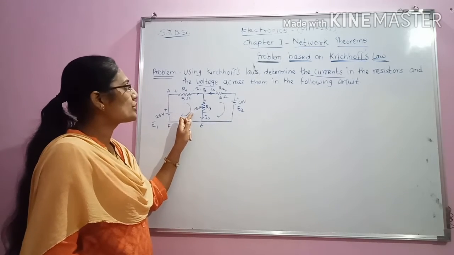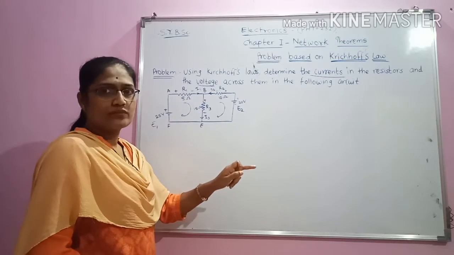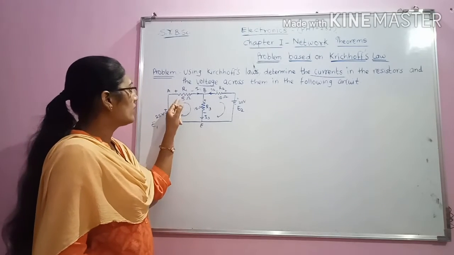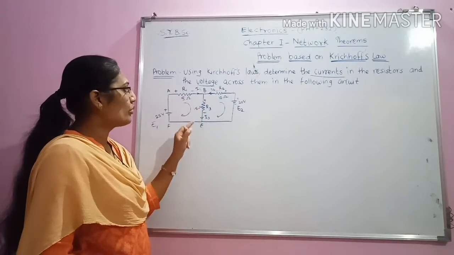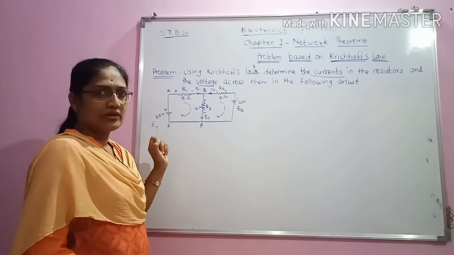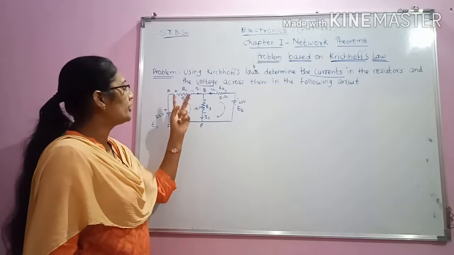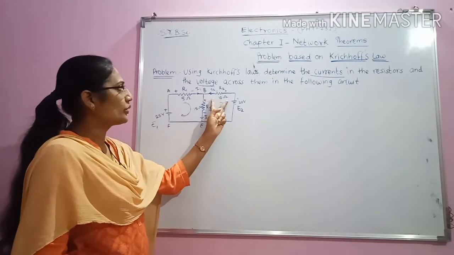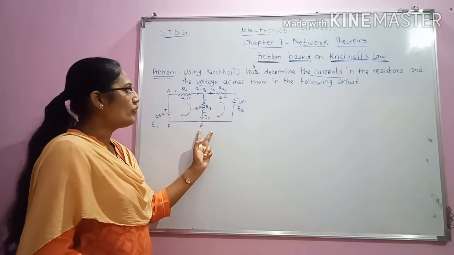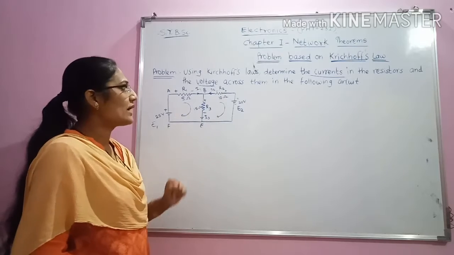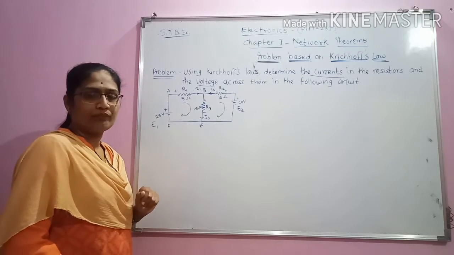And what is our question? By using Kirchhoff's current and voltage law, we have to determine the current passing through R1, R2 and R3, that is I1, I2 and I3, and we have to determine the voltage drop across R1, voltage drop across R2 and voltage drop across R3. So let's start to solve this problem.